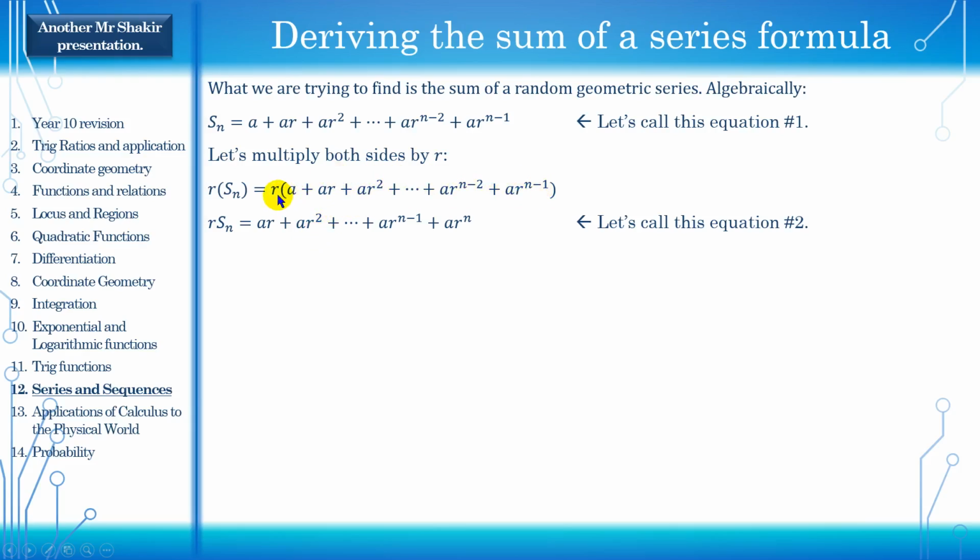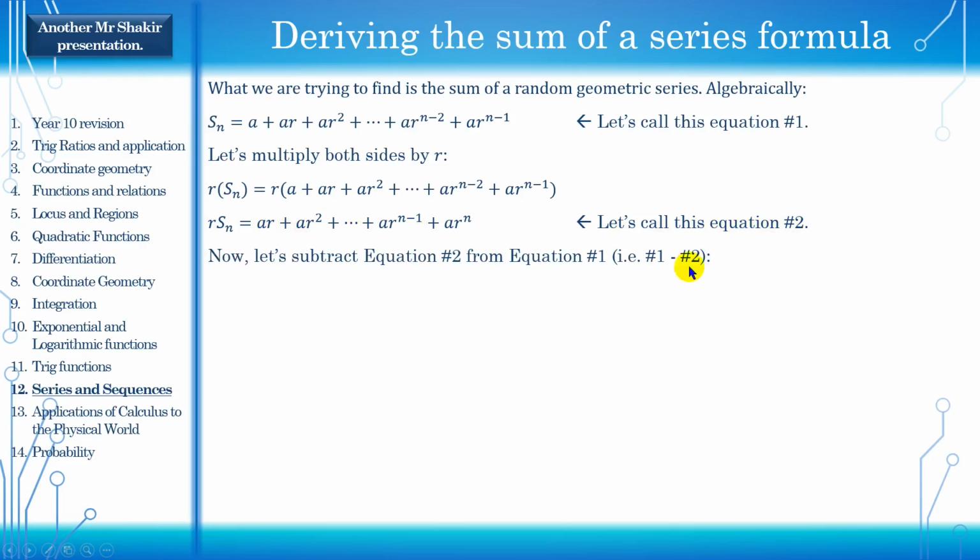And the last term, r times ar to the n minus 1, this is where you need to pay attention. R to the n minus 1 means it's not r to the n, there's one less r. So if we multiply by r, it becomes ar to the n. Make sure you understand that. So anyway, we're going to call this equation number 2.